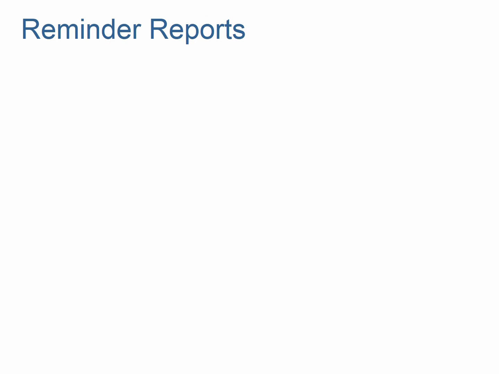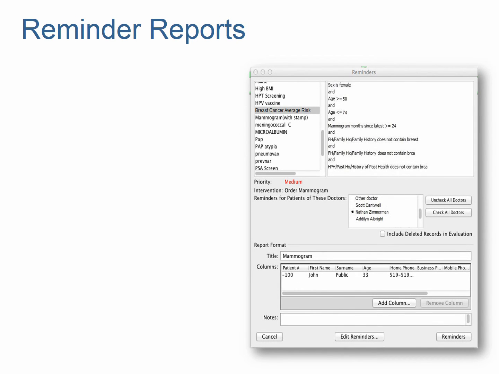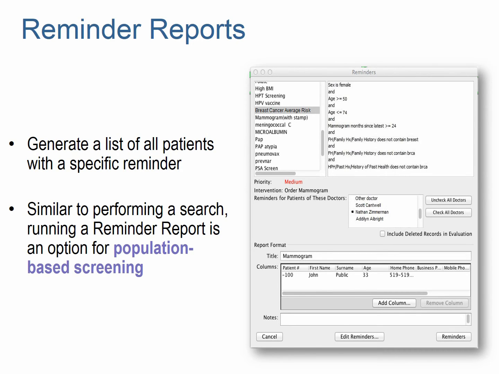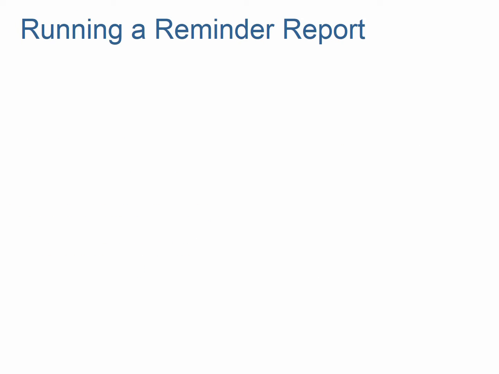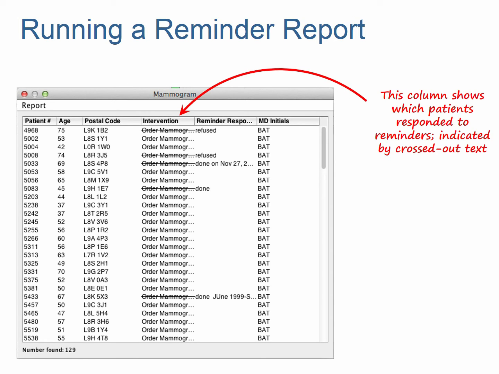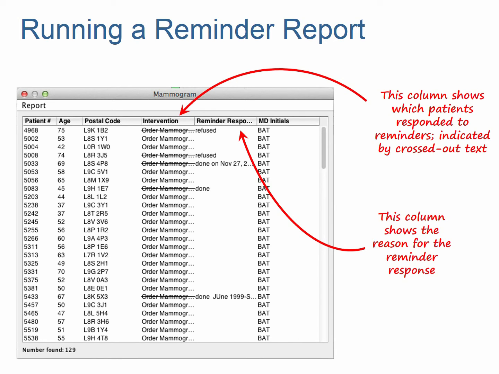Reminders also allow you to use a very useful tool called the Reminder Report. This report will provide you with a list of every patient that has a reminder in their chart. You may be thinking that this sounds very similar to running a search, and you would be correct. The Reminder Report is another option for doing population-based screening in your practice. Reminder reports have one advantage over searches, however, and that is when you get your report, the information includes the reminder action and indicates which reminders have responses. This way, if you're getting a list of patients to call, you can save time by not calling patients who you know have gotten screened or who have refused the test.